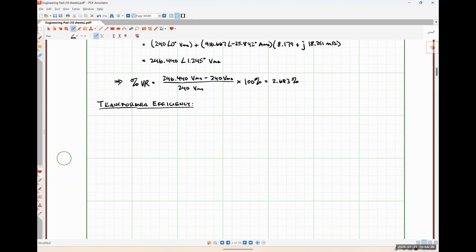So in general, the efficiency of a transformer, defined as eta, that's a Greek N looking thing, is equal to the output power, and that is the average power, divided by the average input power. It looks like an N, but technically is an eta.